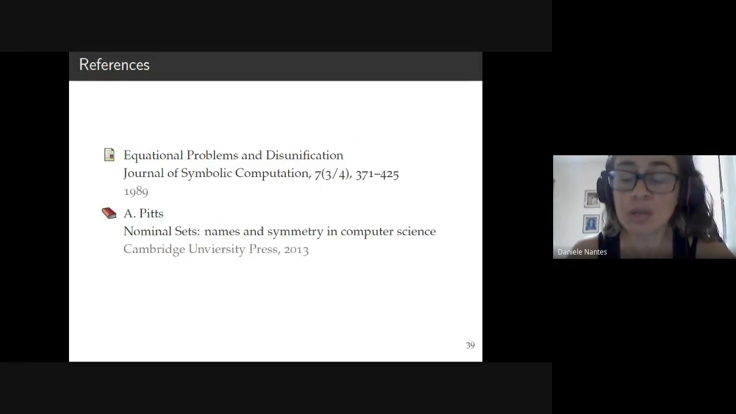I only put these two references because these are the ones that I use more here, but you can find a paper that I have on nominal disunification only, which was the first step on developing this.